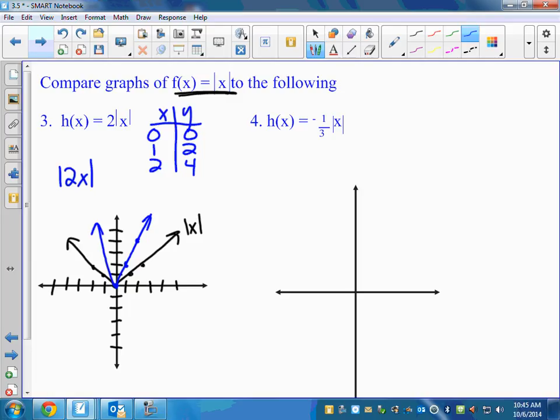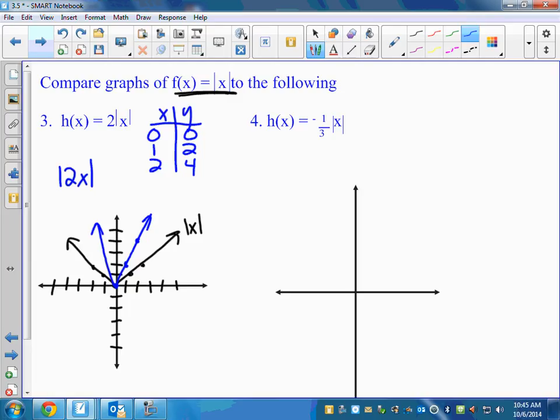Now this one would be different as a stretch or a shrink because of this negative out here. The negative means what to my graph, remember? What does a negative out in front do to my graph? Flips it over the x-axis. So this one is vertically compressing it and flipping it over at the same time.